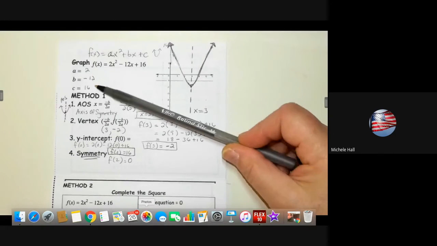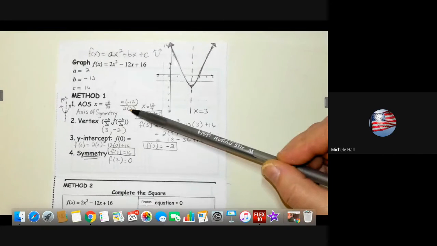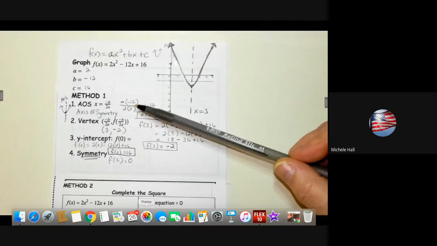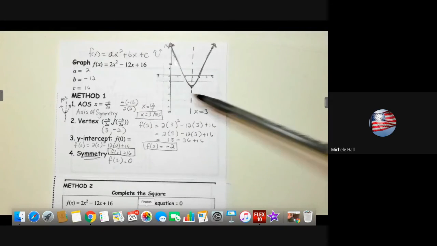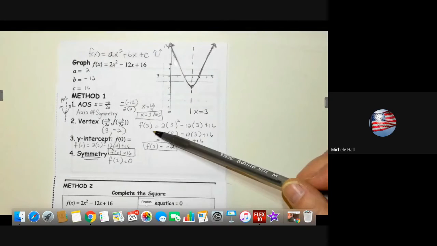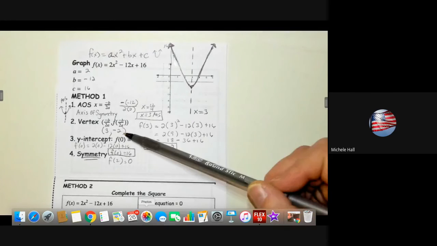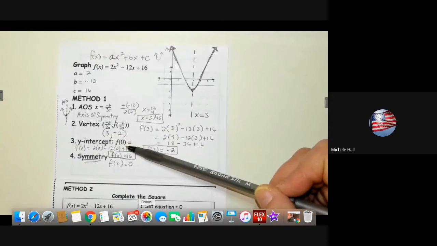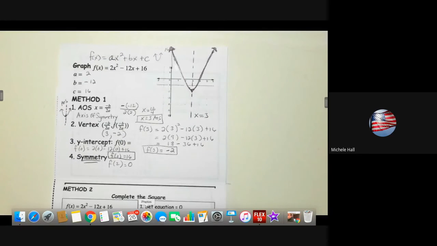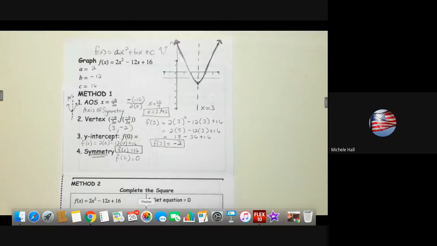Identify what A, B, and C are. Find your axis of symmetry. Take your axis of symmetry number and substitute it into the formula, and find out what y is for the vertex. And then find your y-intercept and use symmetry to graph the parabola. Those are the steps in standard form for graphing a parabola.